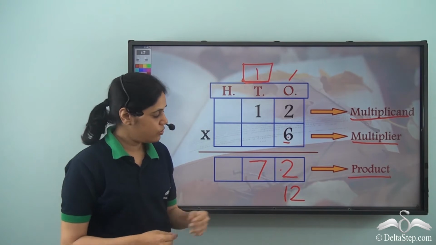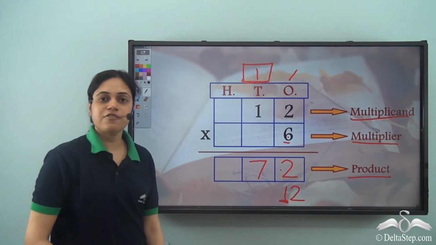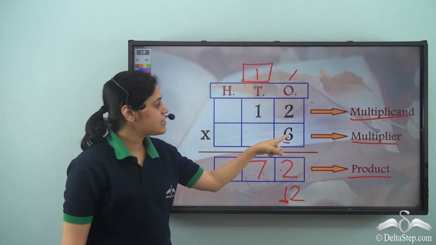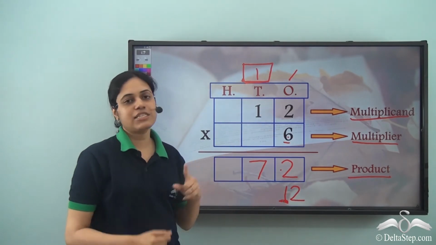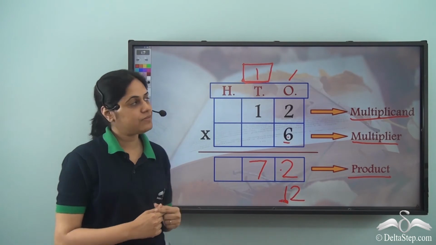So what did we do? When we need to carry a number, in case of multiplication, it is added at the end. That is after multiplying 6 with 1. So this one is added at the end.